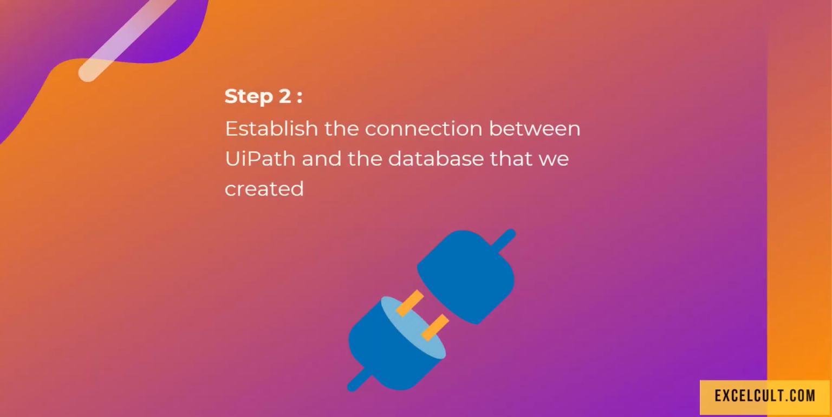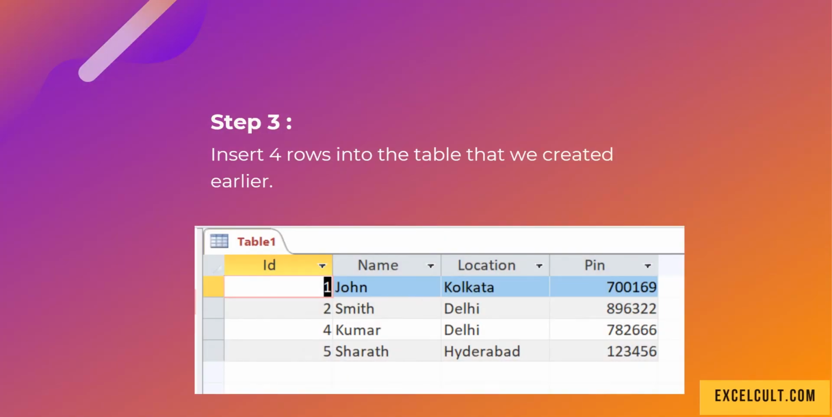Then, as a step two, try to establish the connection between UiPath and the database that we have just now created. And as a step three, try to insert 4 rows into the table that we have created. You can pick the same sample data if you want, or you can take your own data.